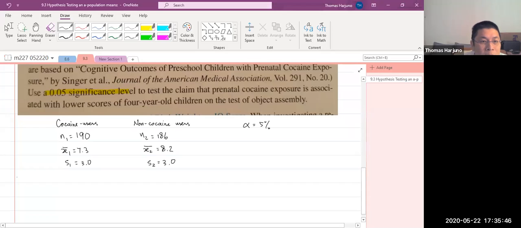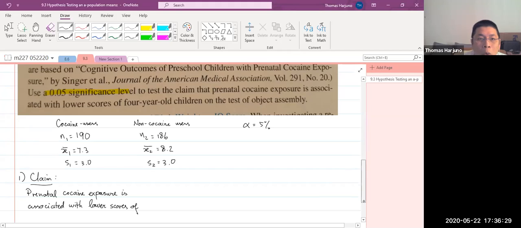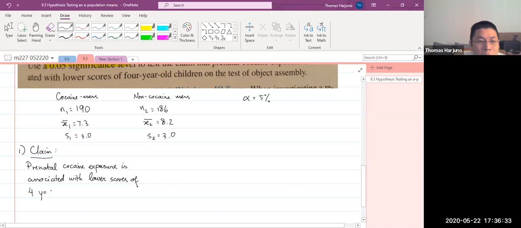Okay. So let me do the claim. Step 1, the claim. Prenatal cocaine exposure is associated with lower scores of 4-year-old children on the test of object assembly.